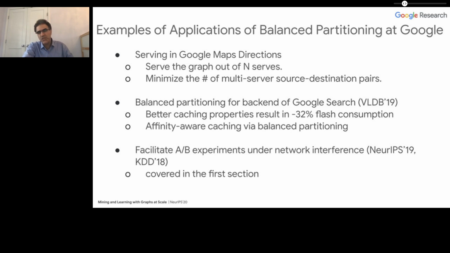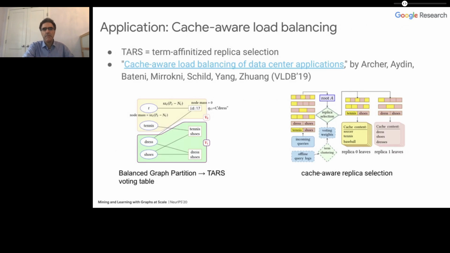This balanced partitioning tool has many applications at Google. In the paper, we reported an application in Google Maps directions where we want to minimize the number of multi-server source-destination pairs when we want to serve a map graph. I'm going to talk about the application in caching, and in the first section we talked about using this balanced partitioning algorithm in facilitating A/B experiments.